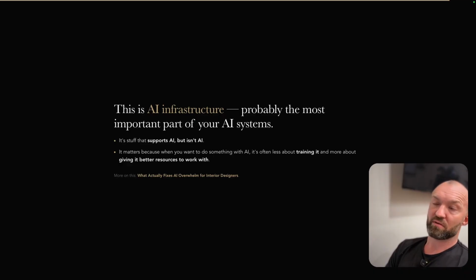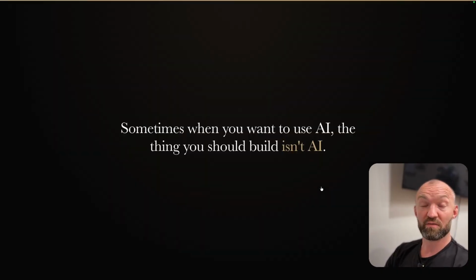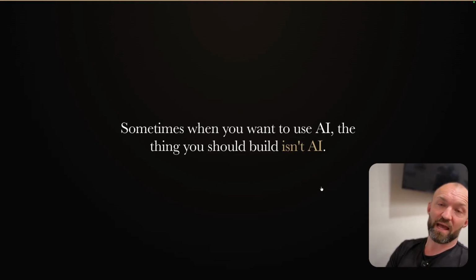This is an example of AI infrastructure, which is probably the most important part of your AI systems. It's stuff that supports AI but isn't AI, and it matters because if you want to do anything with AI, often it's less about training the AI extensively and it's more about giving AI access to the resources that it needs to do a really good job. And if you want more info on that, we created a whole video about it called What Actually Fixes AI Overwhelm for Interior Designers. So the lesson I want to leave you with is that sometimes when you want to do something with AI, the thing that you should build isn't actually AI.